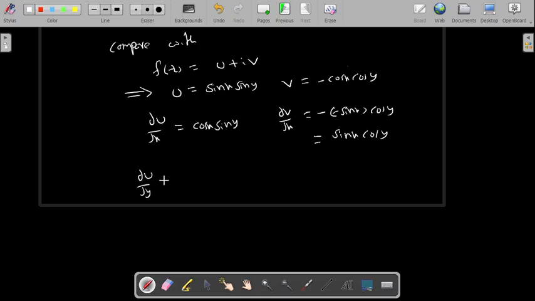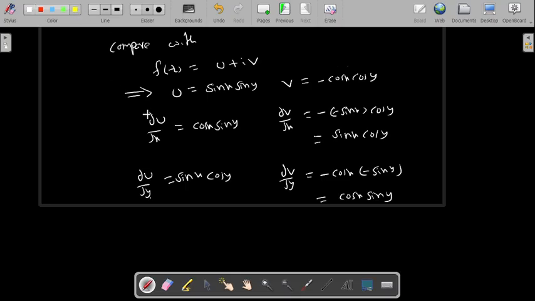∂u/∂y, so partially with respect to y. Partially with respect to y means sin x constant, sin y differentiation cos y. Next, ∂v/∂y, partially with respect to y: minus cos x constant, cos y differentiation minus sin y. This is cos x sin y.